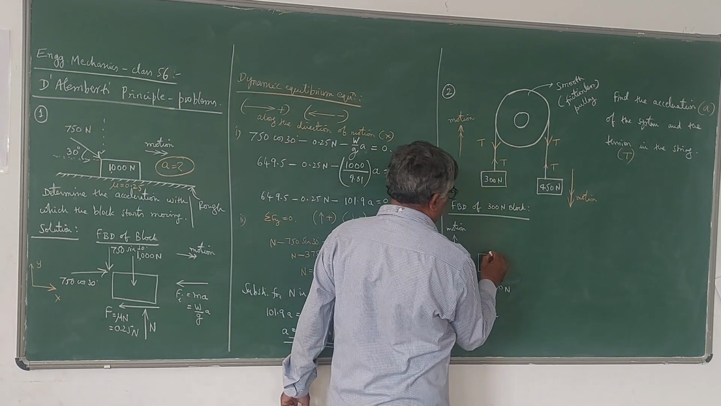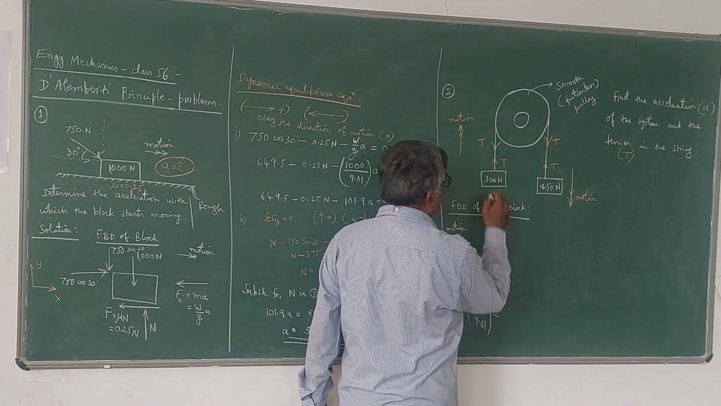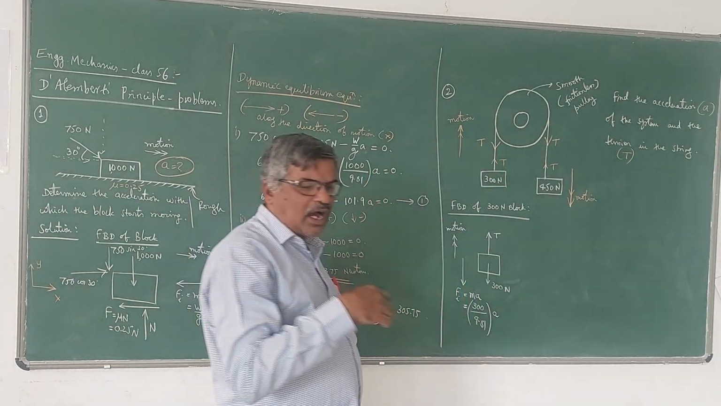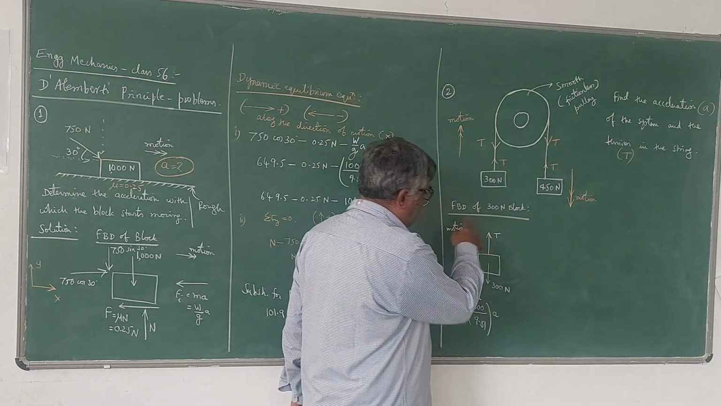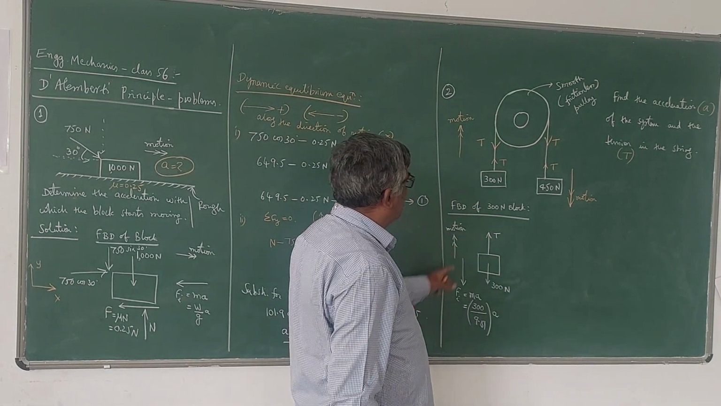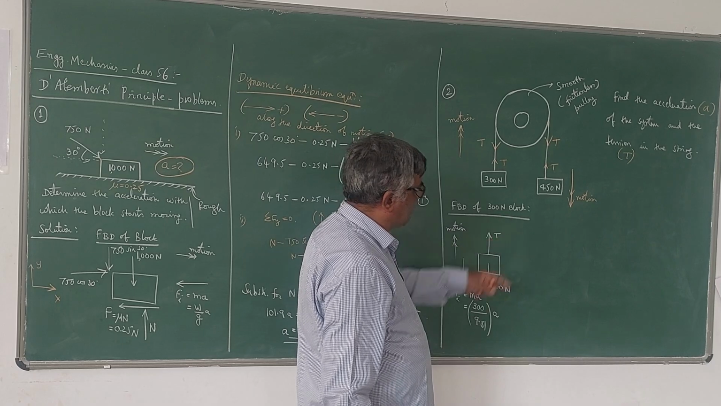And T also will be there here. Tension in the spring also will be there. So please note that tension always acts away from the block. So I have to show arrow away from the block. So this is the free body diagram for the 300 Newton block.